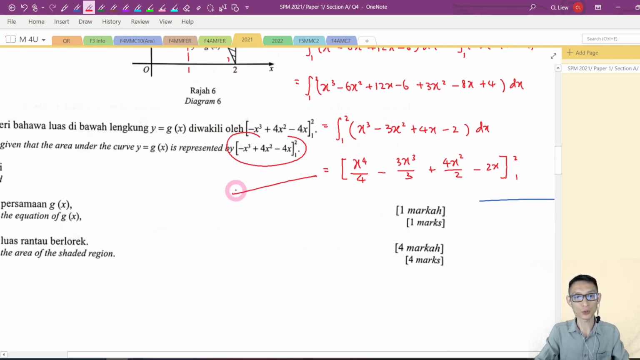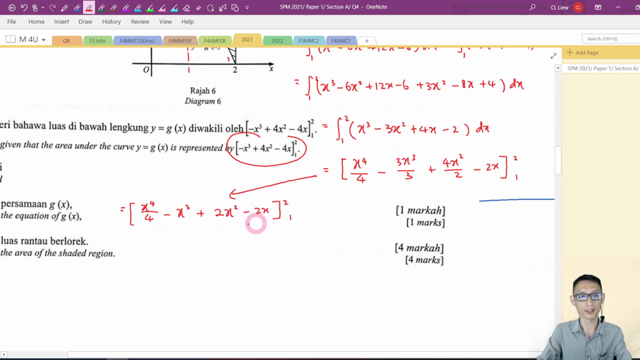Now let me continue doing it here. So here I can simplify it. So this is x power 4 divided by 4. This one is actually x power 3. 4 divided by 2, you will get 2. 2x squared minus 2x. Okay, so I'm going to substitute the upper limit first. So 2 power 4 over 4 minus 2 power 3 plus 2 times 2 power 2 minus 2 times 2. Okay, this whole thing minus the lower limit.